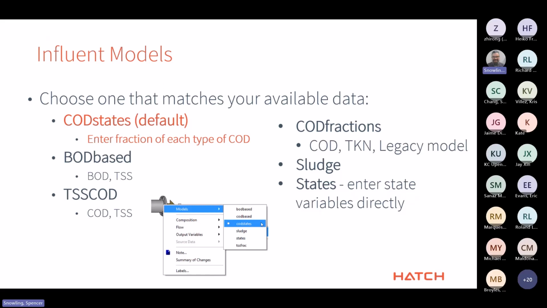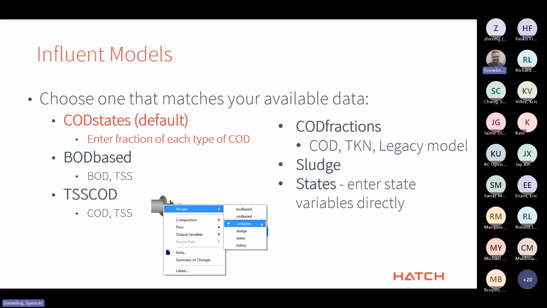So COD states is the one that will automatically be selected for you when you drop your Influent object on the drawing board. But we can work with the BOD-based version. There's a TSS COD one, COD fractions, and so on. Almost all the work that I do is in the COD states model. It's the one that I find is sort of the best calibrated. And I always really like to work with COD data every time I can.